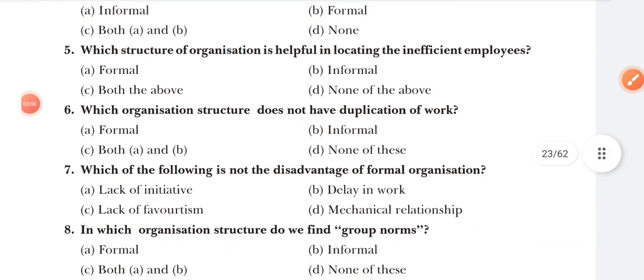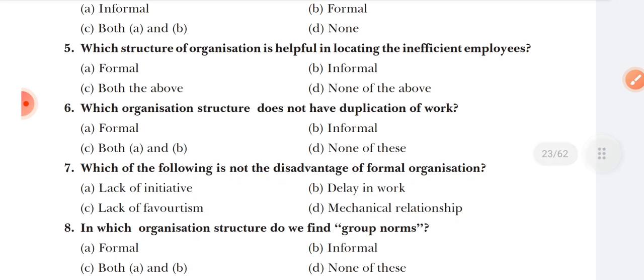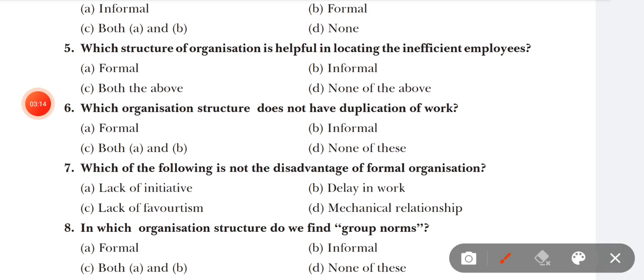Now question 8. In which organization structure do we find group norms? A, formal. B, informal. C, both A and B. Or D, none of these. And the correct option of this question is B, informal.